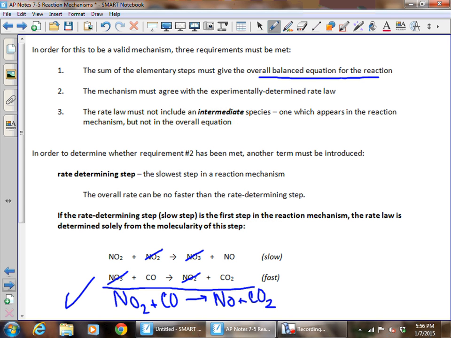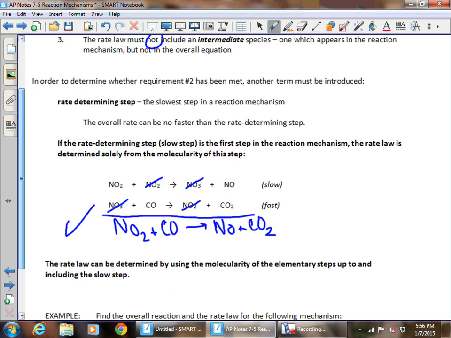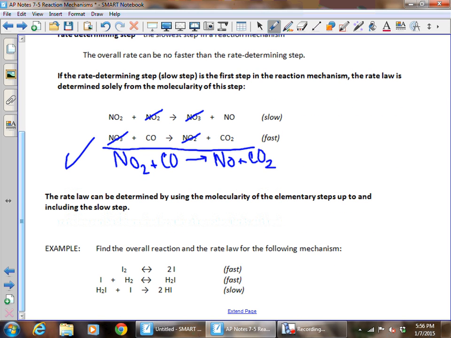The mechanism must agree with the experimentally determined rate law, and it cannot include intermediate species. So let's see how that would play out. First of all, one of the rules is that if the rate determining step is the slow step, then we can determine the rate law from the molecularity of that step. Okay, that probably made no sense, first of all, because you don't know what a rate determining step is.